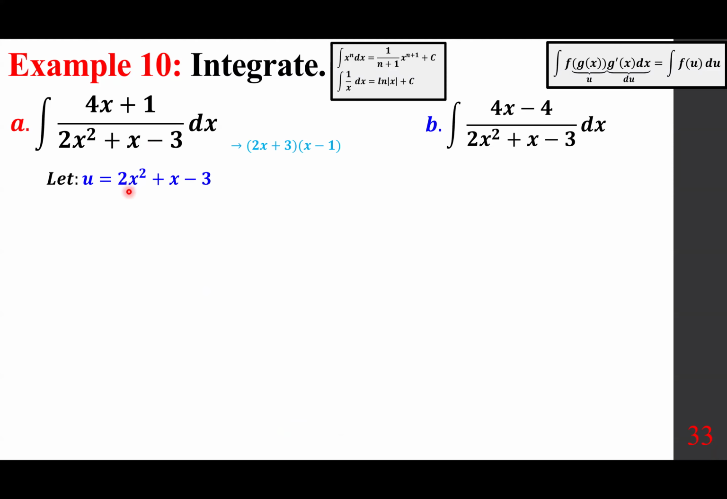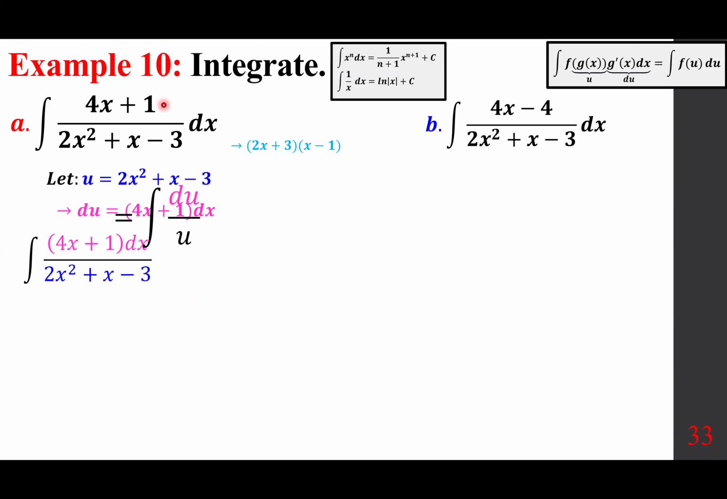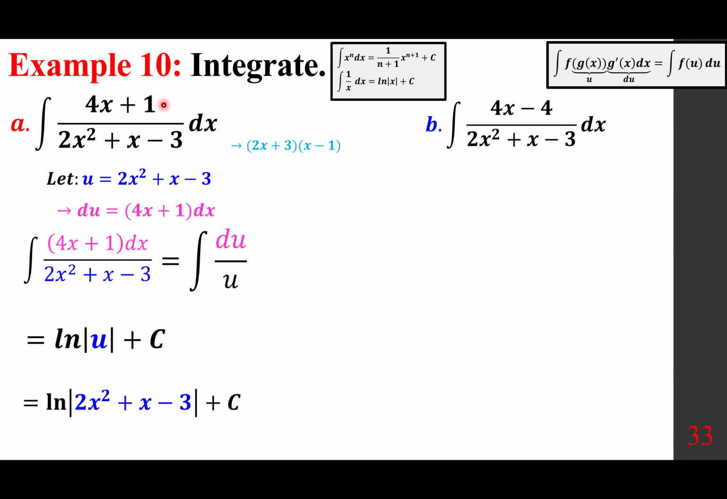Its derivative is 4x plus 1, which makes du 4x plus 1 times dx. We put the dx at the top so it becomes clear we are dealing with du over u. The answer is a natural log and a constant. Replace it and keep the absolute value because the expression can be either positive or negative.